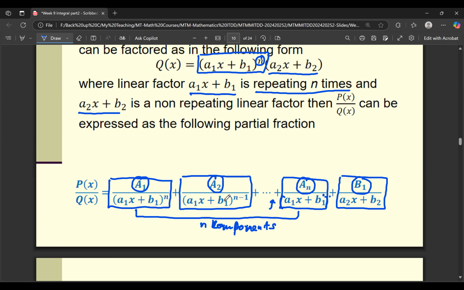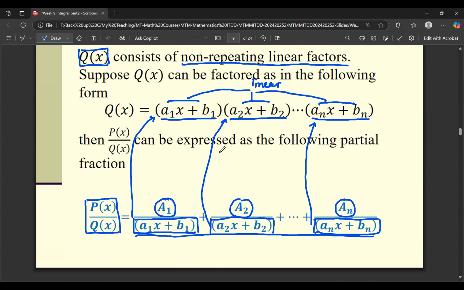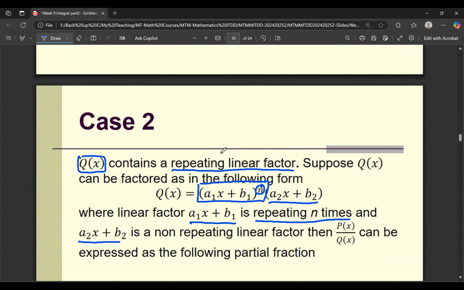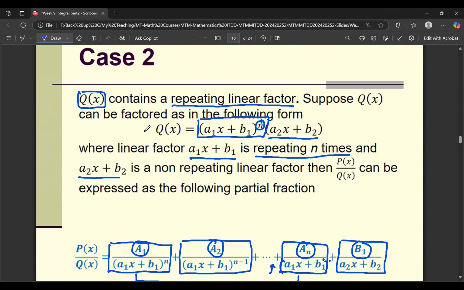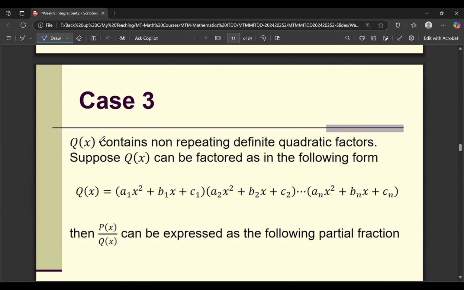Okay, this is case 2, so you can look at that. Case 1, case 2, case 3, and case 4 depend on the factors of Q(x). So you must know the factors of Q(x), because the partial fraction is based on the factors of Q(x). Okay, let's go to case 3.